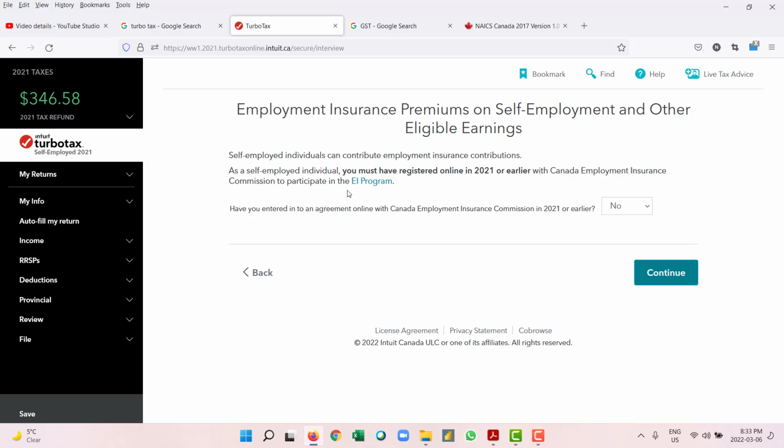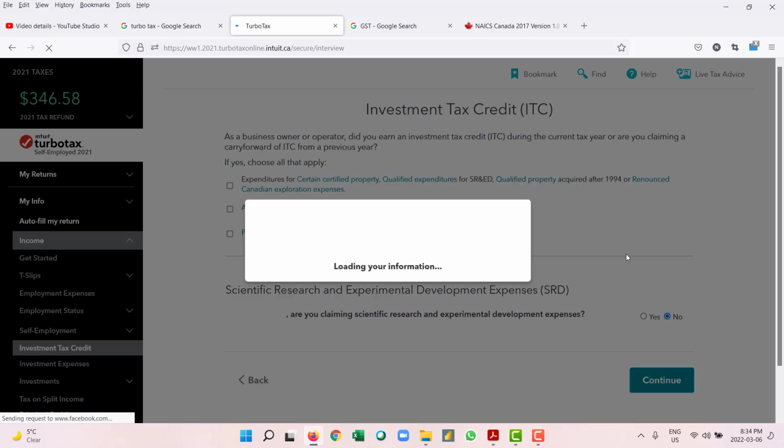Then probably the government will help you with some small amount of money if you are eligible. There are several rules, but actually I did not apply for it. I'm sorry, I totally forgot about it. We continue.